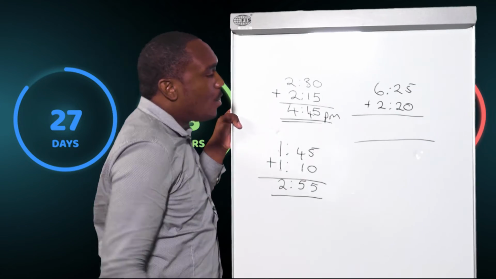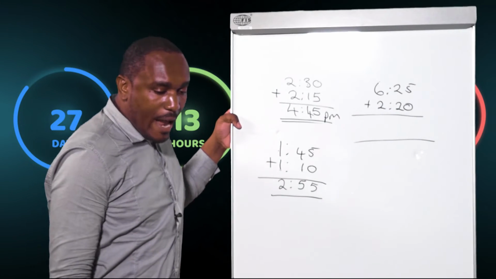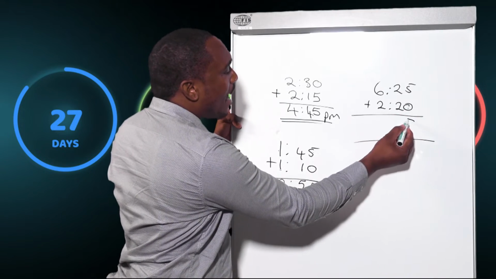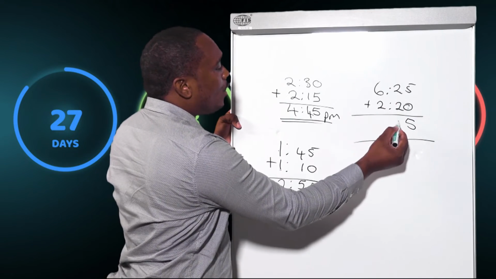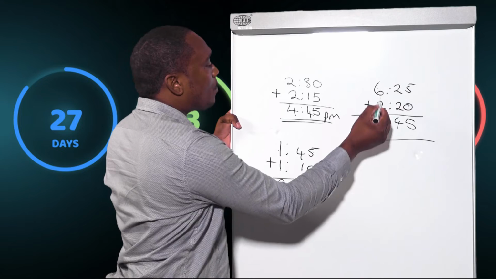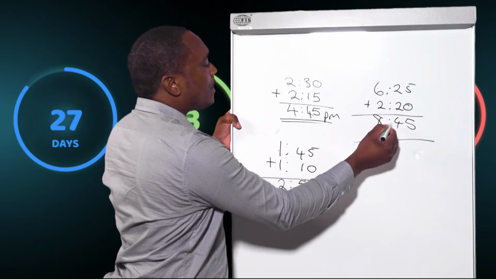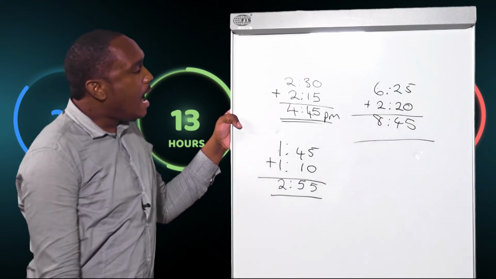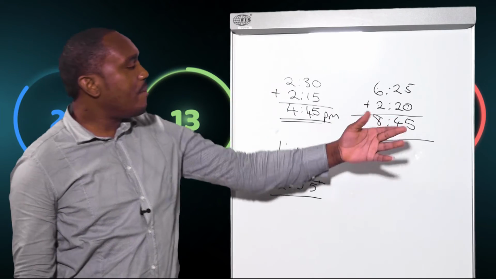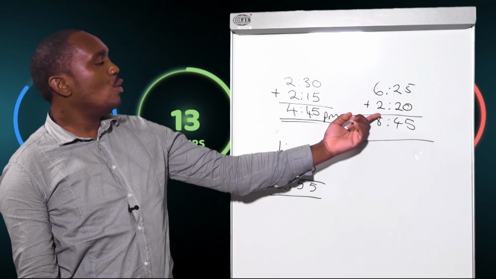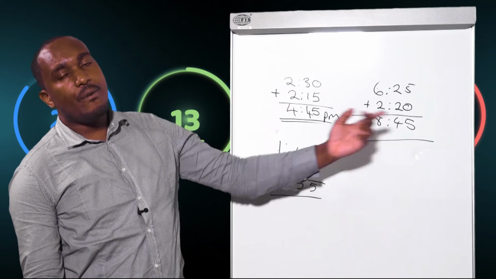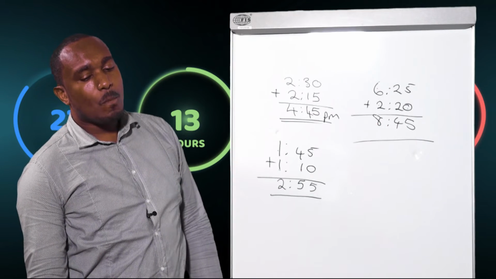Okay, so now, for the sake of time, let's do it together. It's 5 plus 0, it's 5. 2 plus 2, it's 4. 6 plus 2, it's 8. So when you add 6 hours, 25 minutes to 2 hours and 20 minutes, it gives you 8 hours and 45 minutes.